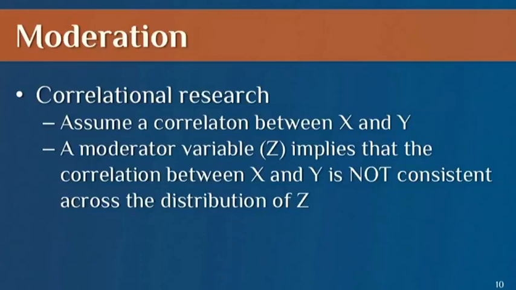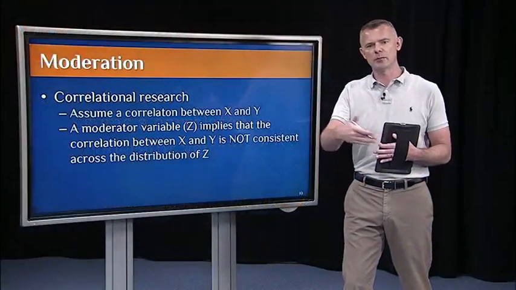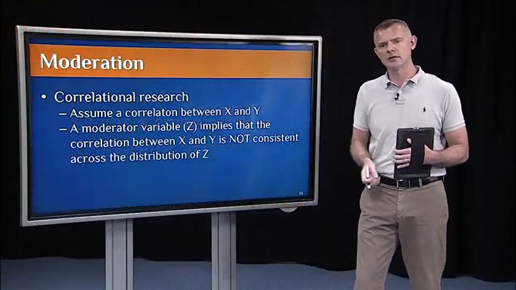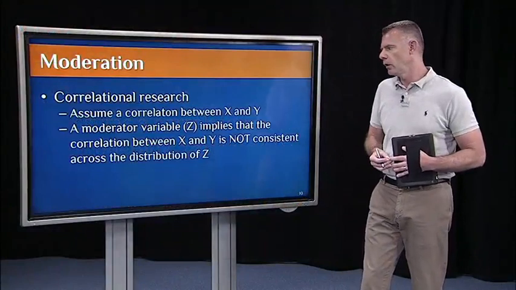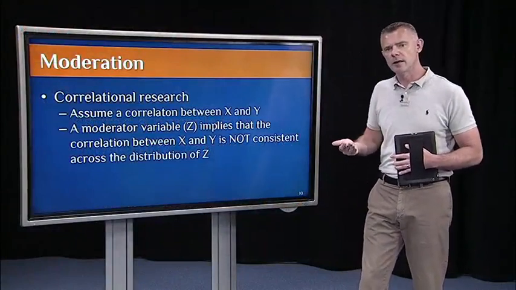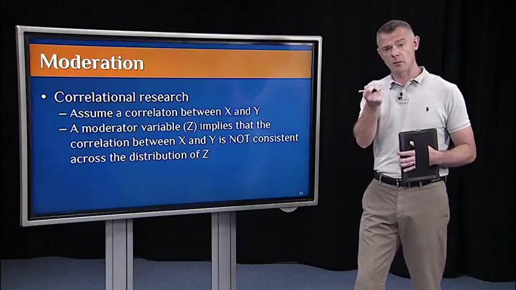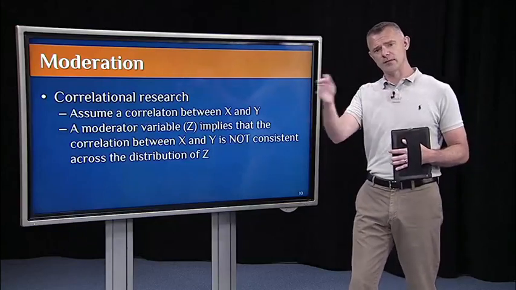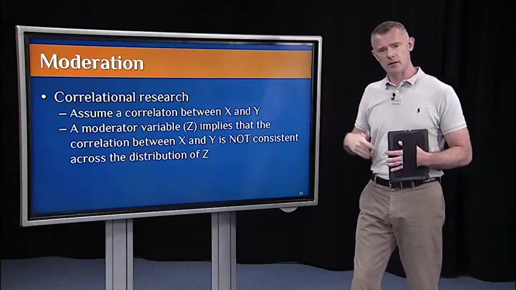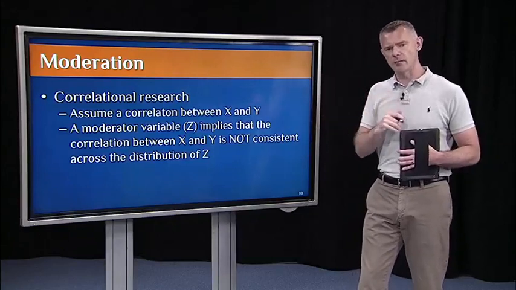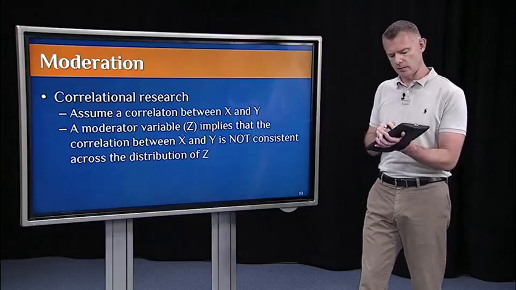This is also done in correlational research, so actually it's probably more common to see moderation analyses in correlational research. So let's assume you have some relationship between X and Y, so a correlation exists between X and Y. If there's a moderator, then what that implies is that correlation that you observe between X and Y changes as a function of Z. If that's the case, then adding in the moderator would enhance the regression model.